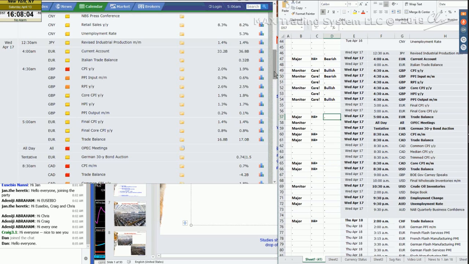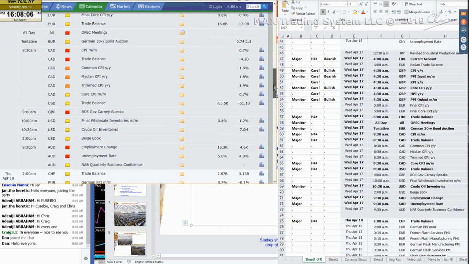Hang on, let me scroll down. Okay, so we're up here. Neutral. Euro neutral, yes. Then monitor the OPEC meetings. Monitor the German 30-year bond auction. Then we have the CAD CPI month over month, major higher time frames to be defined. The CAD trade balance, major higher time frame to be defined. And then at the end of the day also the CAD core CPI month over month, major higher time frames to be defined.